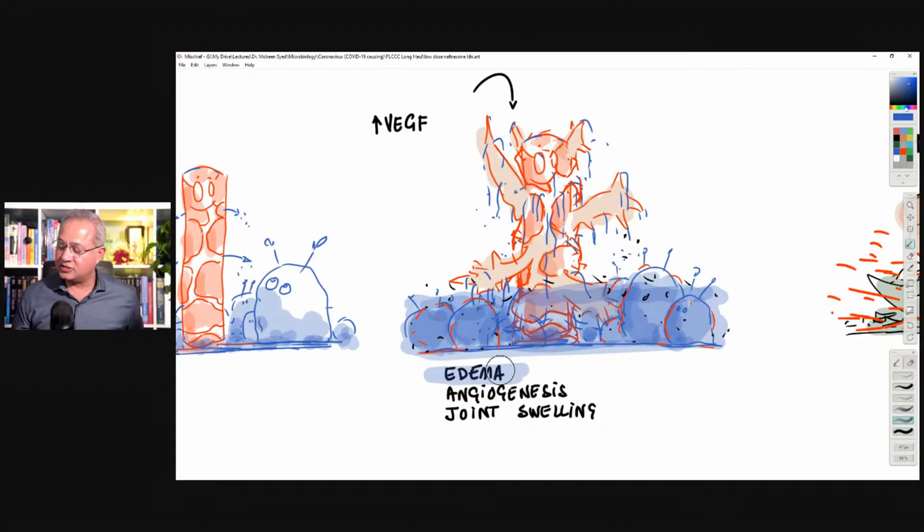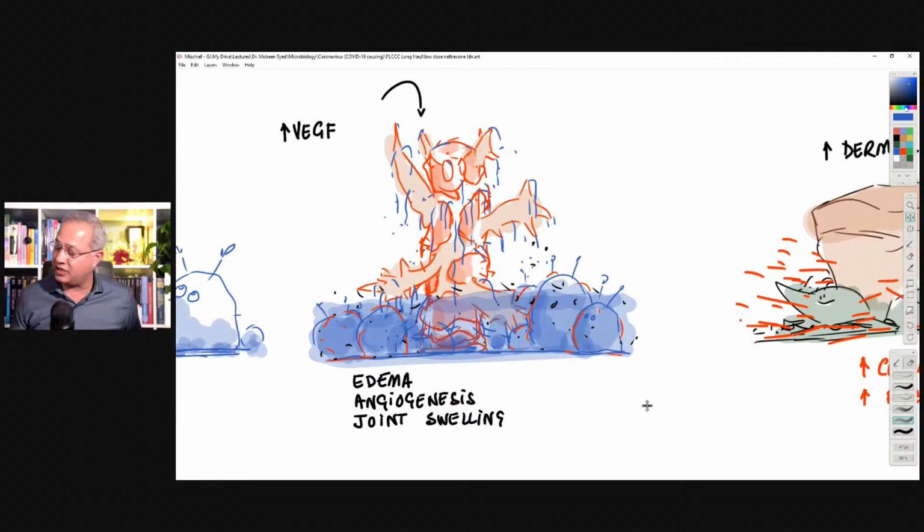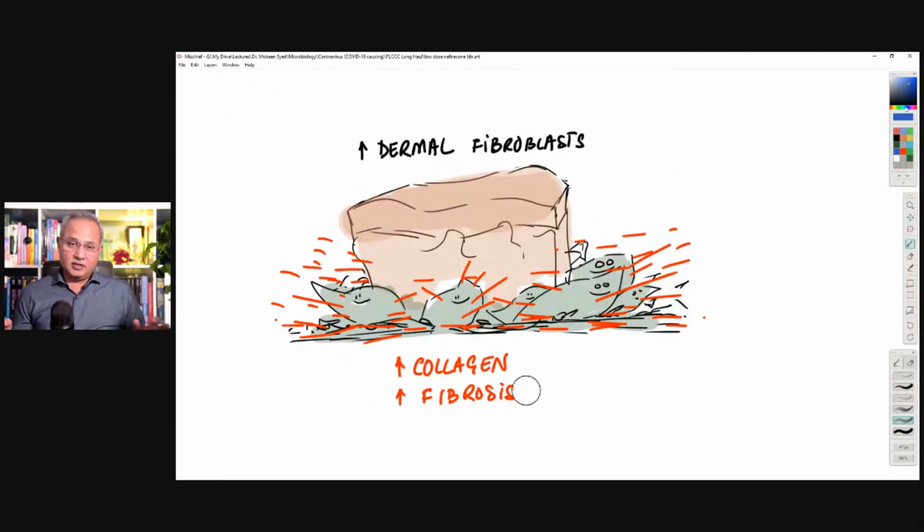So this would cause edema in the tissue, swelling, pain, angiogenesis, unwanted blood vessels would start forming, joint swellings would occur, which would then cause joint pains and so on. Similar problem with the skin as well. So in our tissues, almost all of our tissues, we have fibroblasts. Fibroblasts are these green cells I've made over here. Their function is to make fiber, not the fiber that we eat. The fiber for our body is collagen and fibrin and so on.